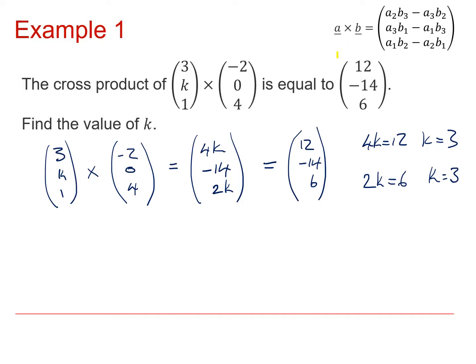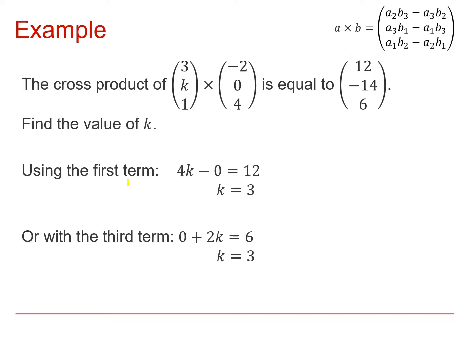Now, we've included the formula for the cross product up here on this slide. You don't need to memorize it. It will be in your formula book, but it is important that you know how to apply it and that you apply it correctly. So there's the results for that. If you use the first term, you get 4k equals 12, as we saw before, and therefore k equals 3. Or you could use the third term and you get 2k equals 6. So again, you get k equals 3.